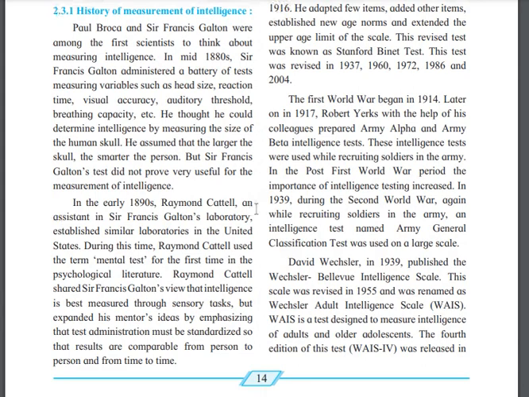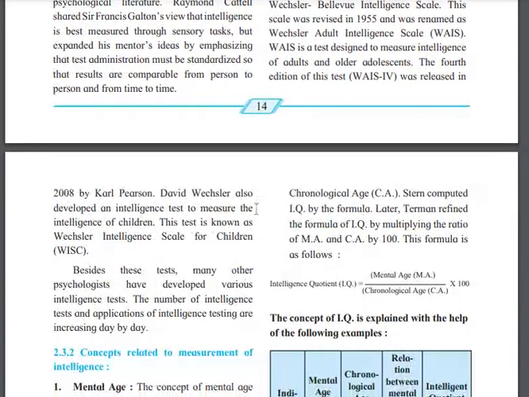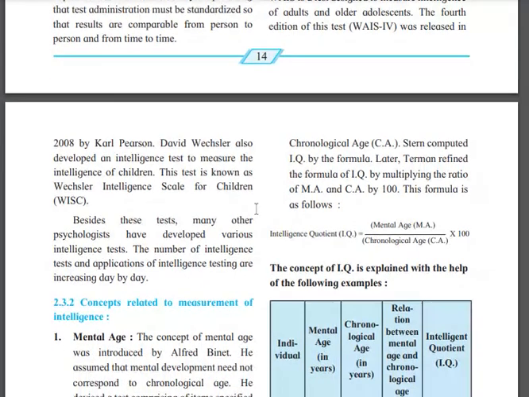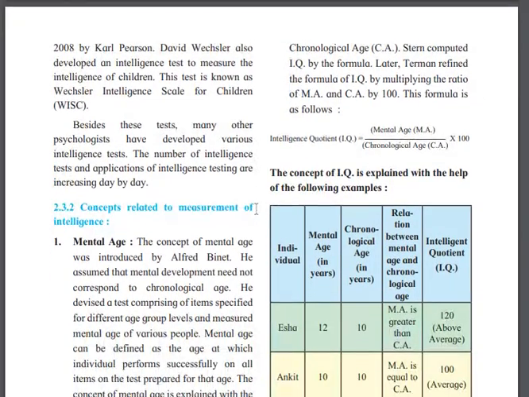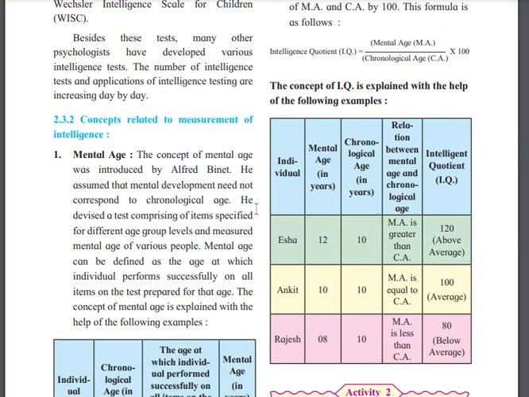Wechsler-Bellevue Intelligence Scale. This scale was revised in 1955 as the Wechsler Adult Intelligence Scale. So these tests are related to cognitive abilities, and then in 1949 David Wechsler developed an intelligence test to measure the intelligence of children. Okay, and apart from this, now let's try to understand the concepts related to measurement.